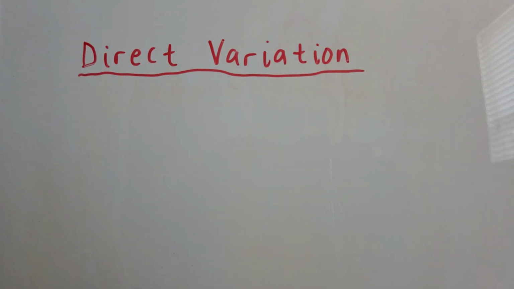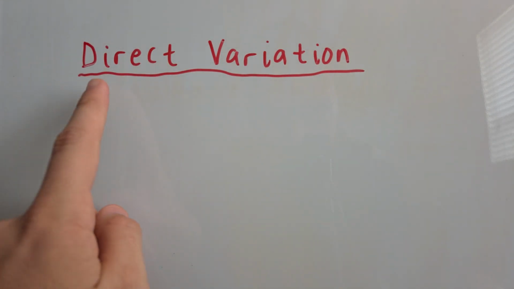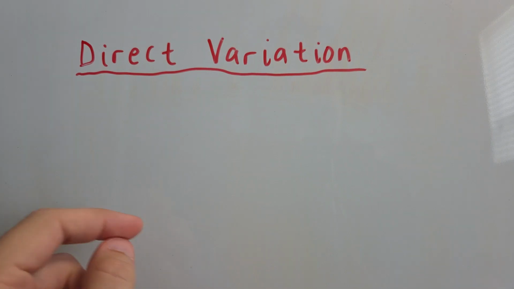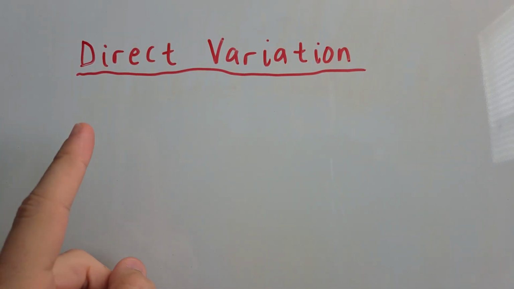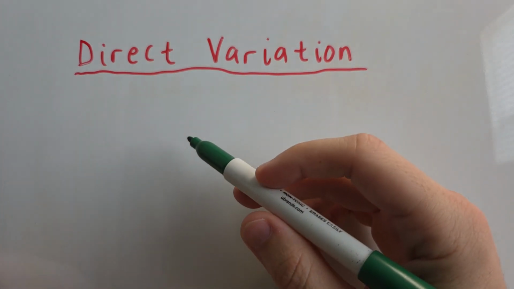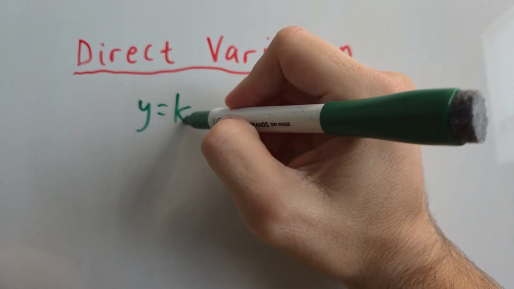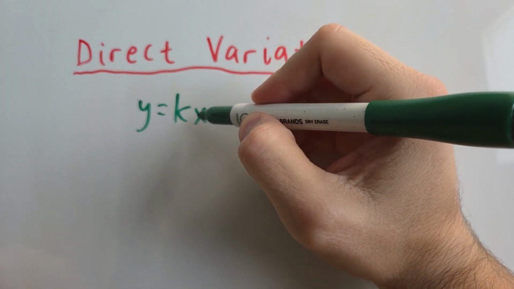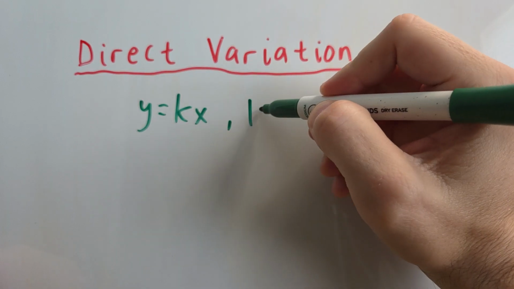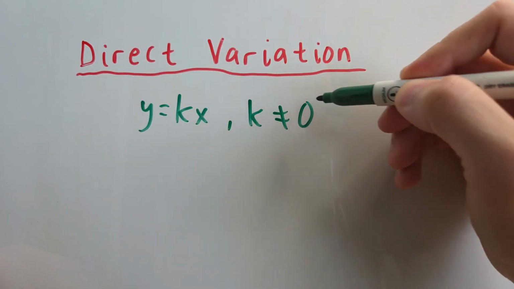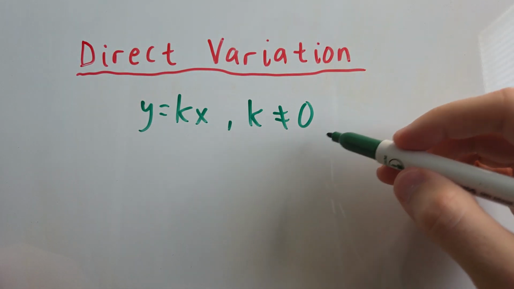Hello everyone. In this video, we're going to talk about something known as direct variation. So let's start by talking about what direct variation is. A function in the form of y equals k times x, where k is not 0, is a direct variation.